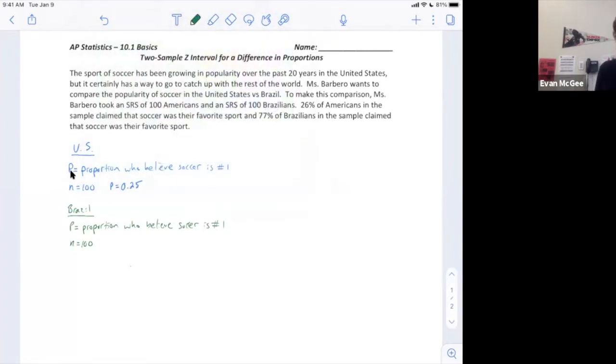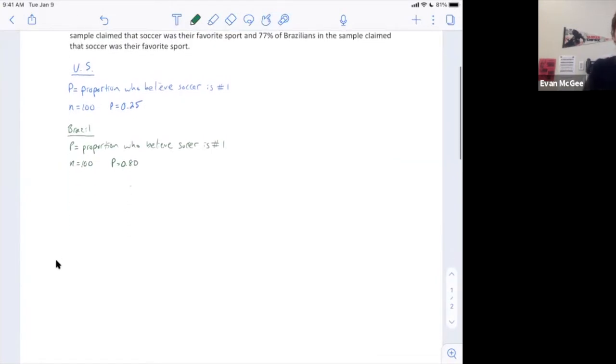And let's say that those in Brazil, the proportion is actually 0.80. So now that we know that, we can expect what the sampling distributions will look like. So I'm going to draw the sampling distributions for this scenario for the US and for Brazil right here in this space.